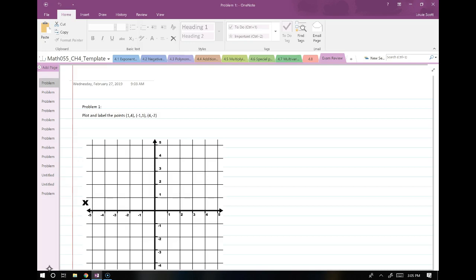So you get the 3x5 note card. I would put my graphing formulas on there if I were you guys. Point slope, slope intercept, all that kind of stuff. Question?